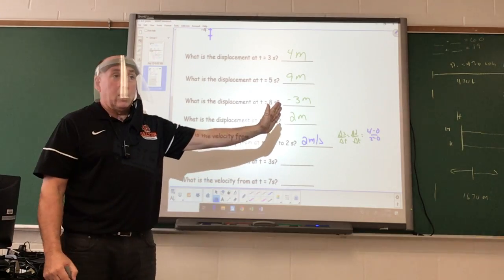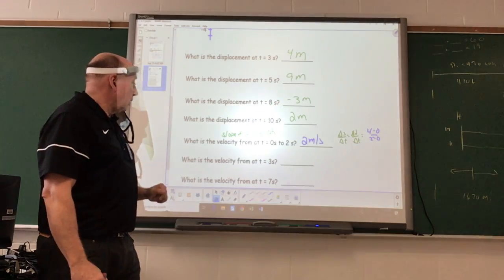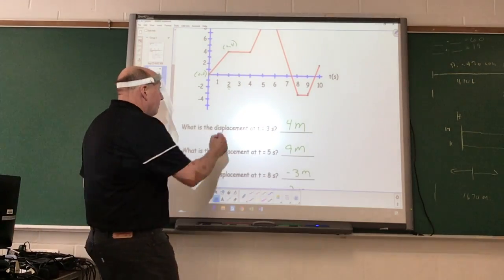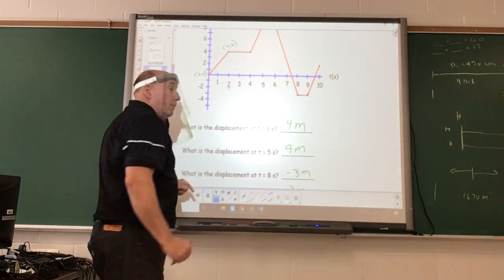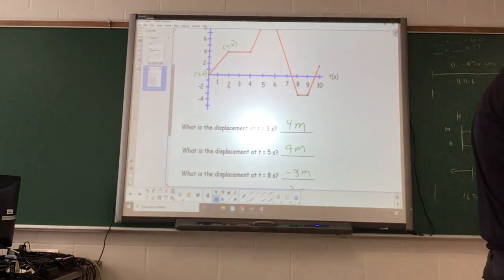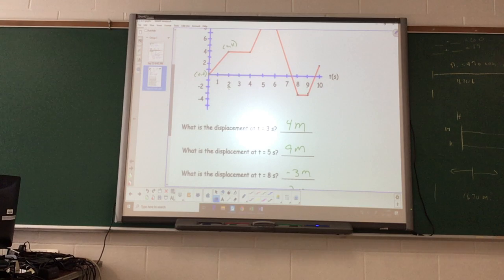And meters are on top, times seconds on the bottom. What's the velocity at 3 seconds? What's our velocity at 3 seconds? Well, Nate, what type of line do we have at 3 seconds? Horizontal. What's the slope of a horizontal line? 0.